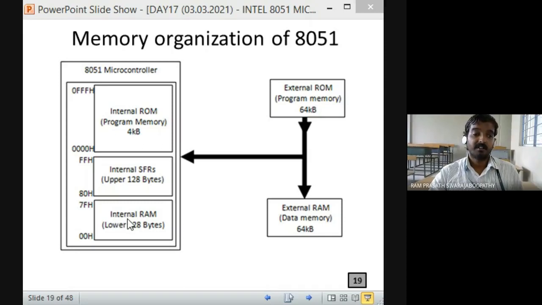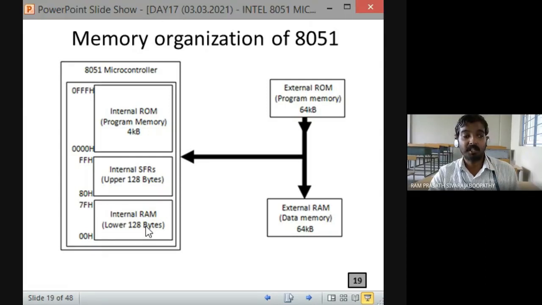Here the entire RAM is 128 bytes only. That means the addresses from 00 to 7F. You can see in chat. Even though I have an 8-bit address, we have 2 to the power 7 memory locations. So a 7-bit address is enough. That means from 00 to 7F, we have the internal RAM of 128 bytes.